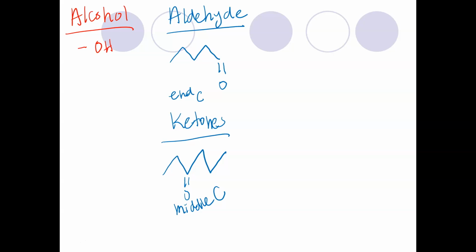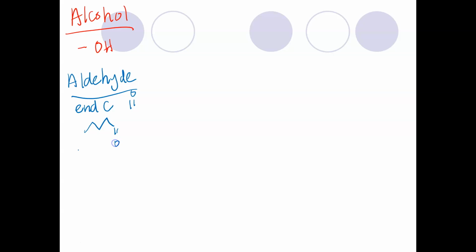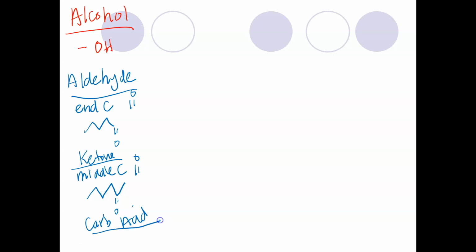I did not clean my space well. Fine, I'm going to rewrite this and get it nicer. Okay, so aldehyde: end carbon, double bond to an oxygen, like that. Ketone: middle carbon, double bond to an oxygen. And then carboxylic acid: the end carbon has a double bond to an oxygen and an OH. I know that's funky looking, and I'm sorry.